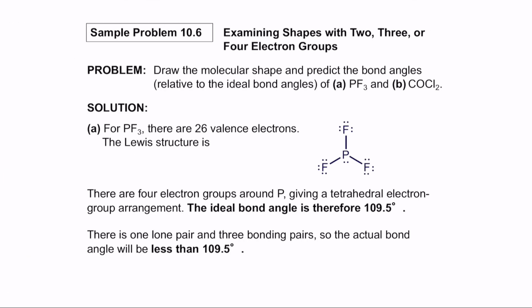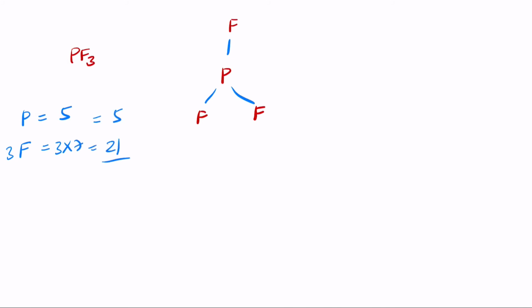So let's start with PF3. Let's take an example of PF3. So first thing we need to do is to draw the Lewis structure. So we have PF3. Now draw the single bonds first. First things first, write down the number of valence electrons. So phosphorus is group 5, so 5. Fluorine, there are 3 of them, so group 7. So 5 plus 3 times 7, 21. You have 26 electrons. We have already used 6 electrons, so we have a total of 20 electrons left.